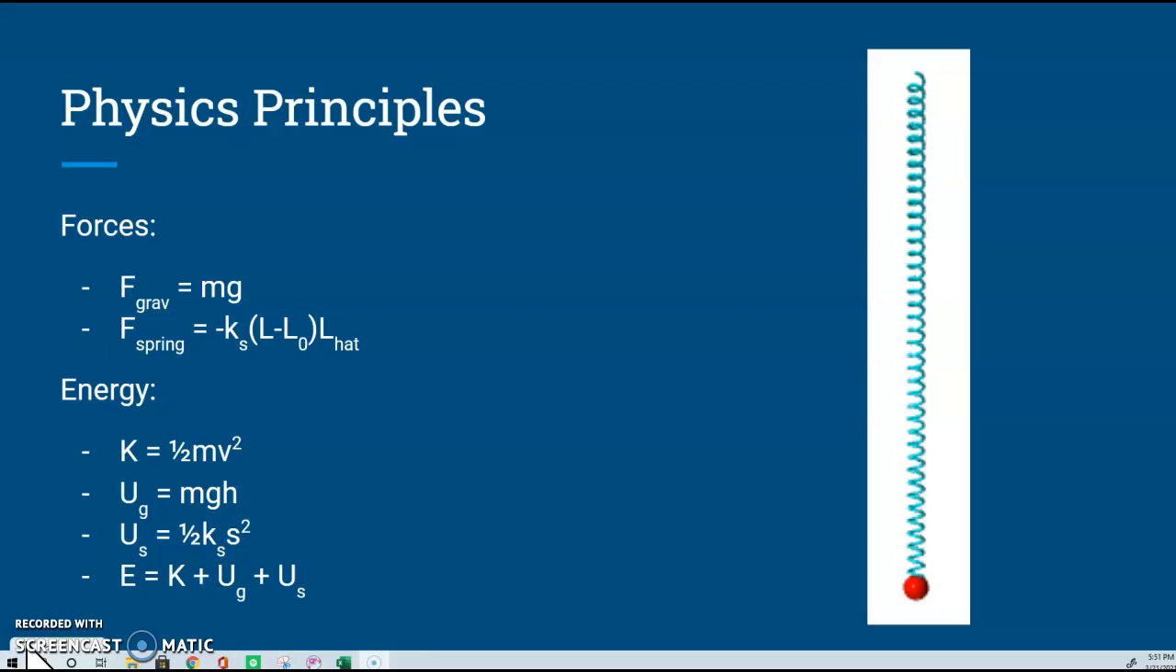The following physics principles were used to complete this lab. I input these formulas into GlowScript in order to create a computational model for this situation. The forces acting on the mass are the force of gravity and the spring force. Also, kinetic energy, gravitational potential energy, and spring potential energy make up the total energy of the system. Their formulas are shown here and were used in the code.